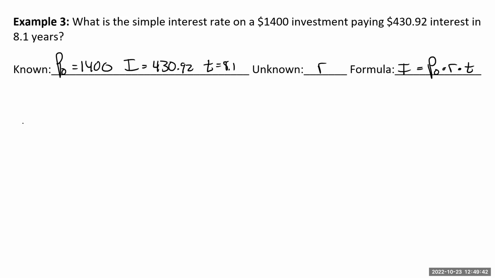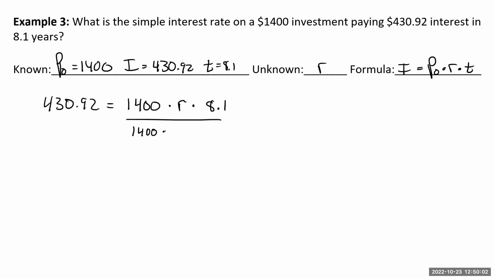And we're going to substitute in everything we know. So we have $430.92 is equal to P sub 0, 1,400, times our interest rate, which we don't know, R, times the number of years, 8.1. Now look over here on the right, guys, everything's a product. The inverse of a product is division. So I'm going to divide out what I don't want, which is the 1,400 times 8.1. So multiply out, and then we have R equals $430.92 over 1,400 times 8.1.